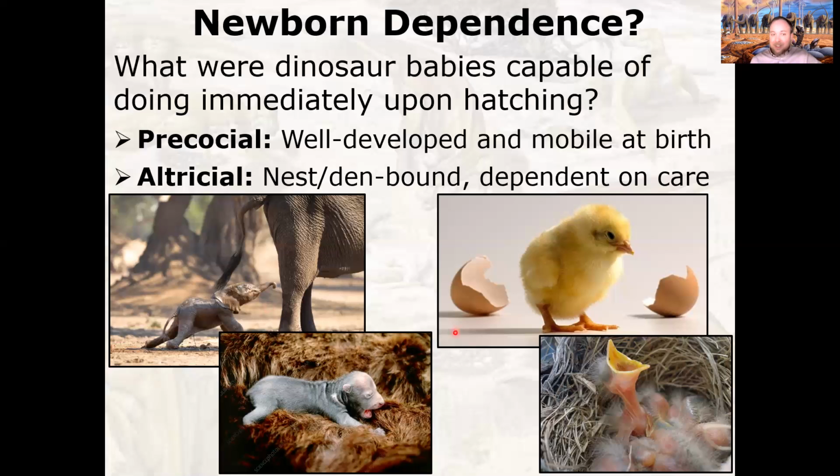Bear cubs are very much not. Bear cubs are born in the den, and you see the eyes are not even open here yet. The mother is going to stay in the den with the newborn cubs and nurse them on milk like most mammals do. Very slow growth, and they're not ready for the world on their own immediately.